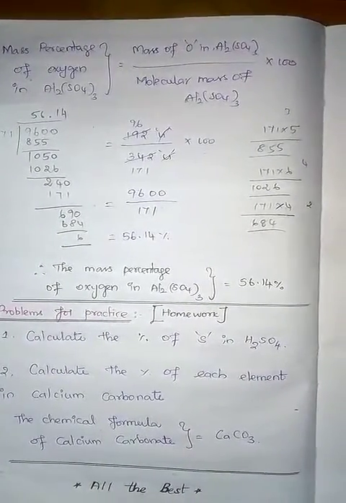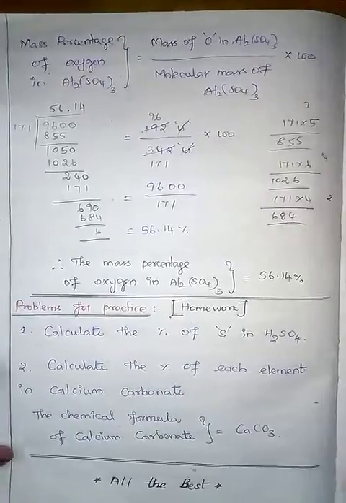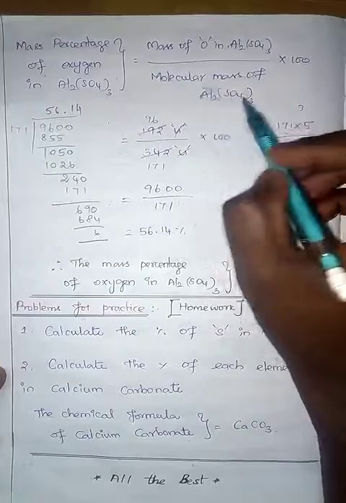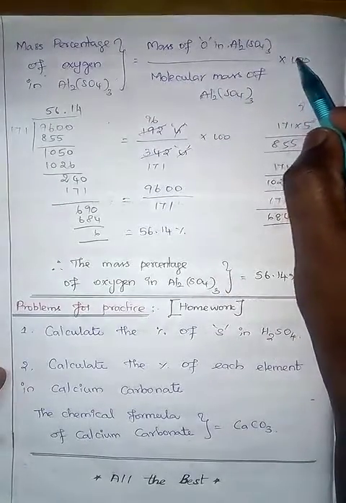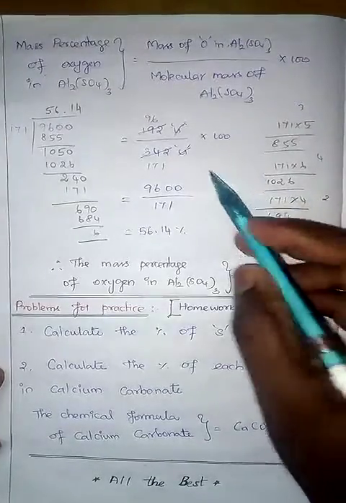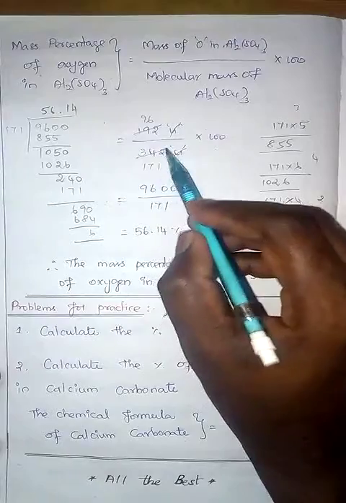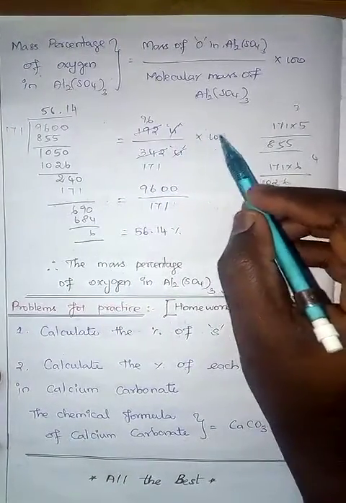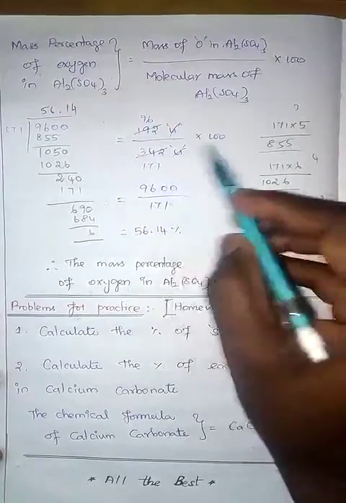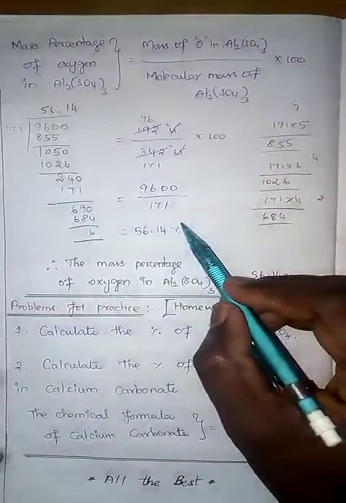So we are ready for the calculation. Look at here. The mass percentage of oxygen in aluminium sulfate is equal to the mass of oxygen in aluminium sulfate divided by the molecular mass of aluminium sulfate, into 100. Wherever you get percent, we have to multiply with 100. Now 192 divided by 342, you get cancelled, into 100. If you divide by 2, it's 96 times 100 over 171. If you calculate, I've got the value 56.14%.